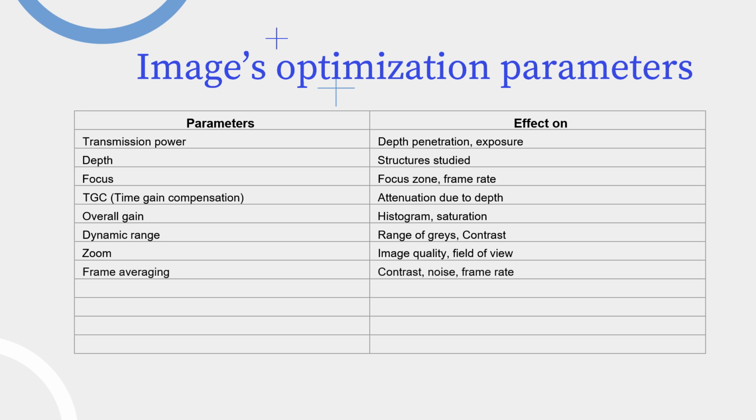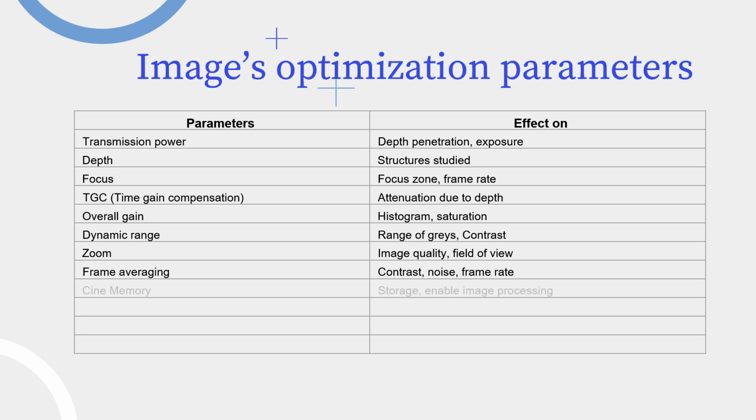Moreover, frame averaging, sometimes called persistence or smoothing, allows the accumulation of echo information over two or more frames. Increasing the amount of frame averaging can enhance subtle textural differences, but can cause blurring of the image and will result in a reduction in effective frame rate.